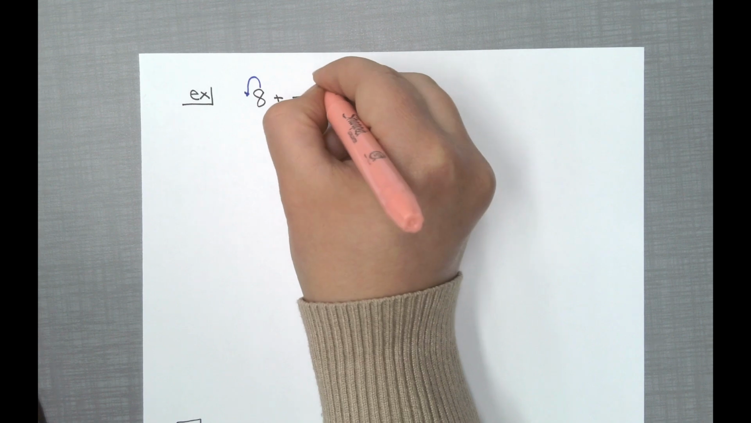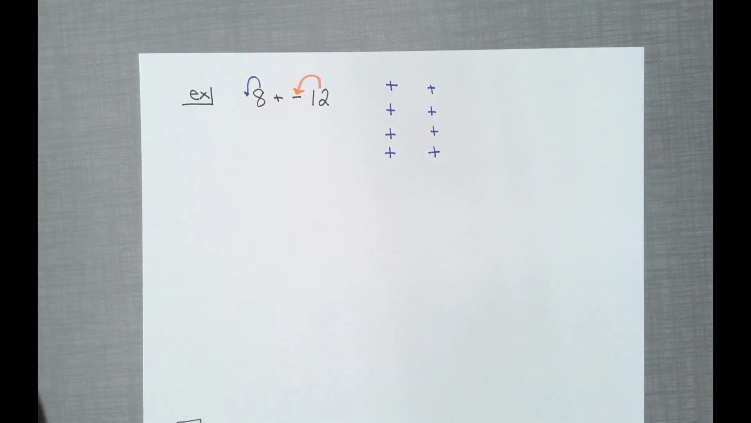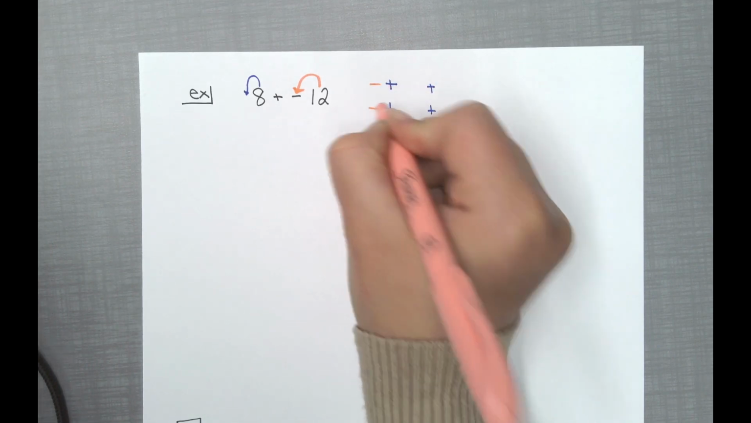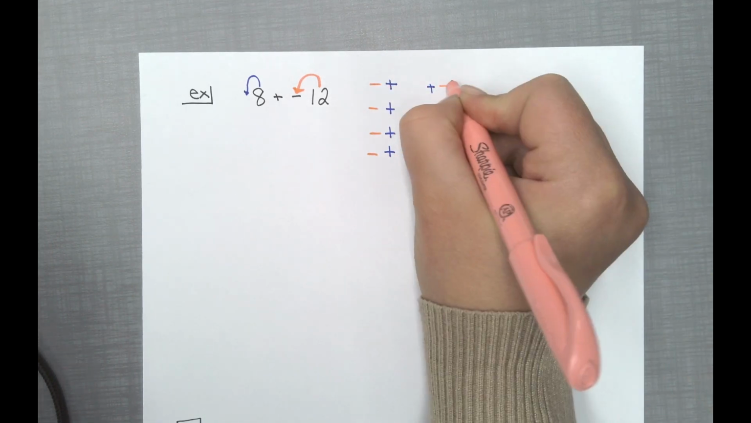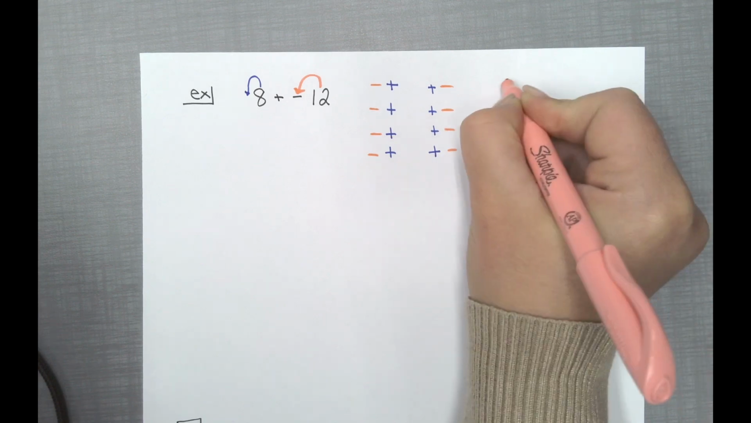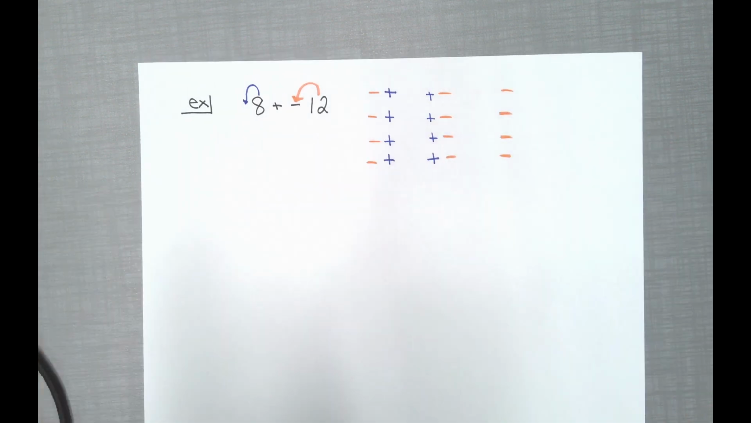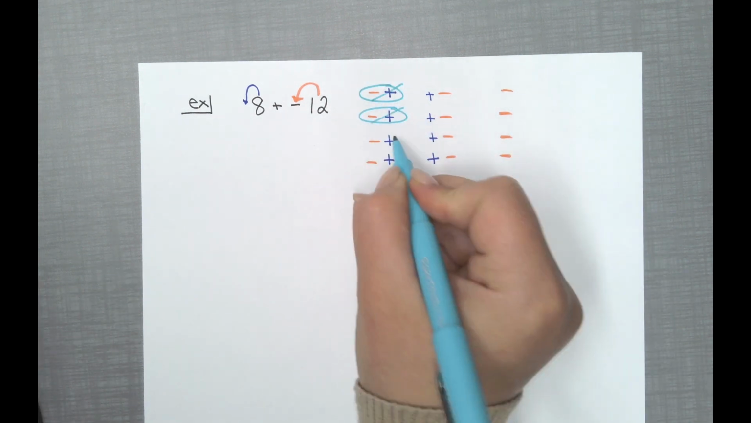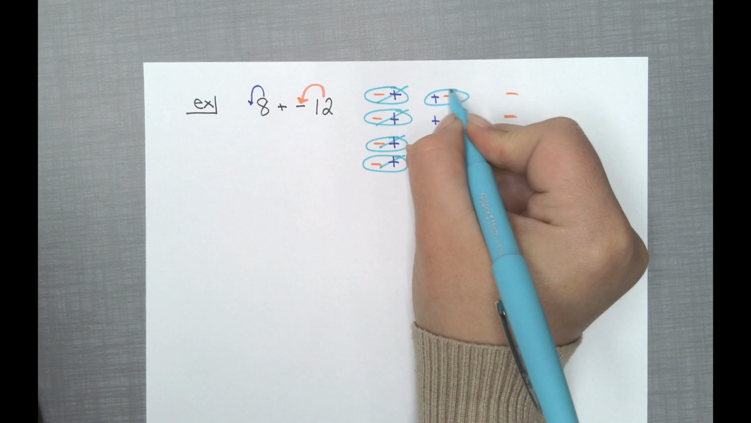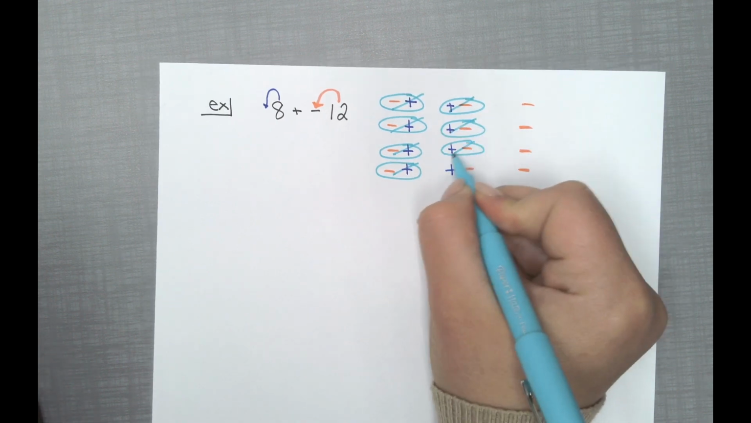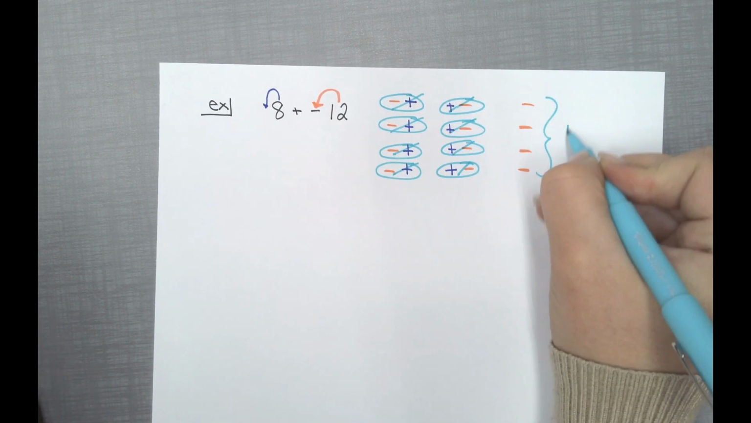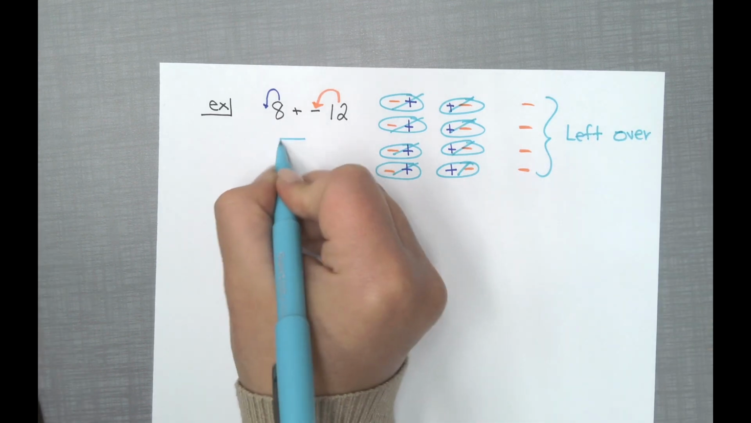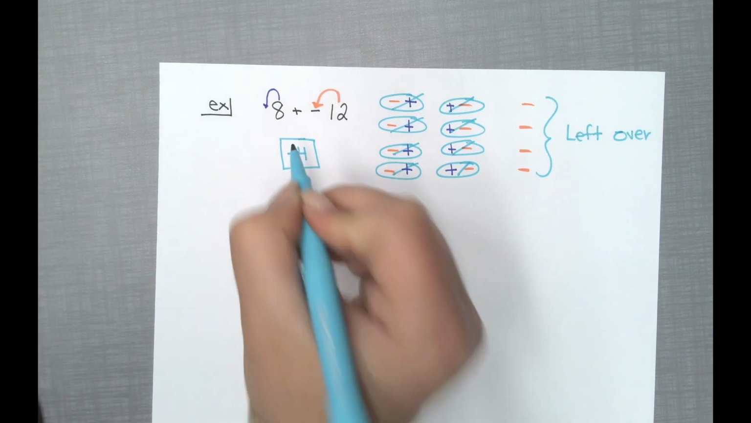Then I'm going to take a look at my 12 and I say I have negative 12s. Now when I write in my negative 12s, I'm going to write them next to each other. So 1, 2, 3, 4, 5, 6, 7, 8, 9, 10, 11, 12. This way you can circle your 0 pairs much easier, and you can see that you have the pluses and the minuses together, creating the value of 0. And then you have your leftover, which is much easier. So we have our answer of 4 negative or negative 4.